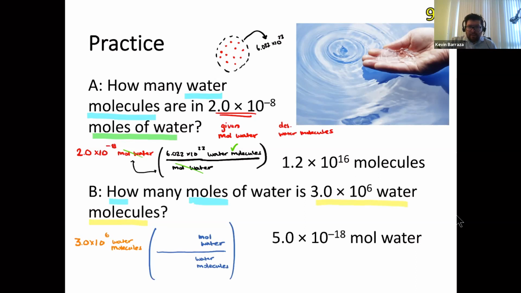So again, a mole is a chemist's dozen. So 1 dozen things, pick an item, 1 dozen pennies is 12 pennies. A chemist's dozen of pennies will be 6.022 times 10 to the 23. So that means the 1 goes with the grouping, 1 mole, 1 dozen. And 6.022 times 10 to the 23 goes on the other side. This will give us our cancellation and leaves us with the unit that we want.